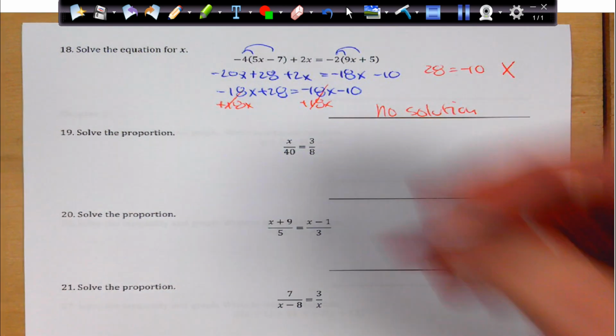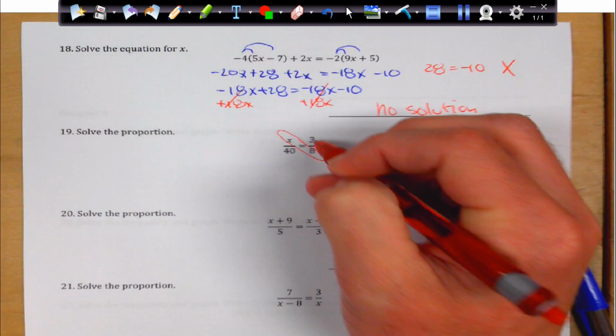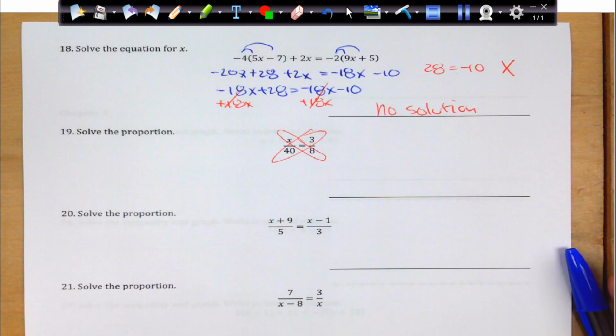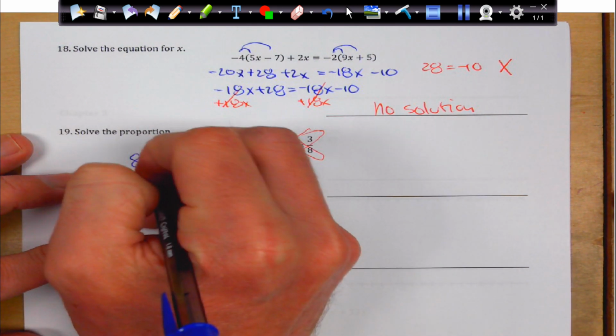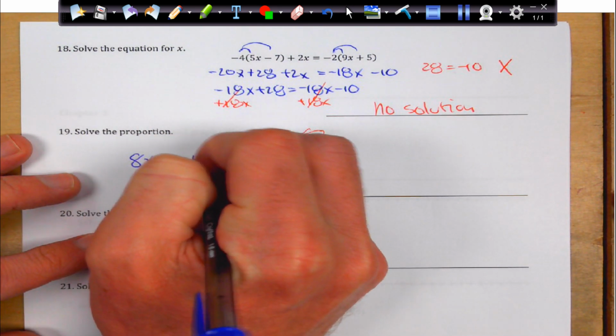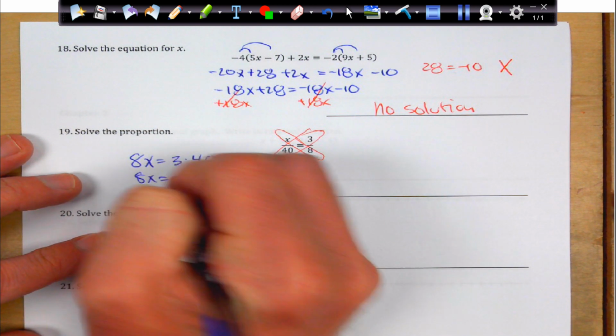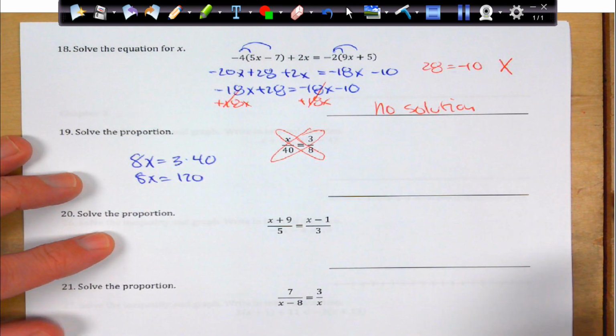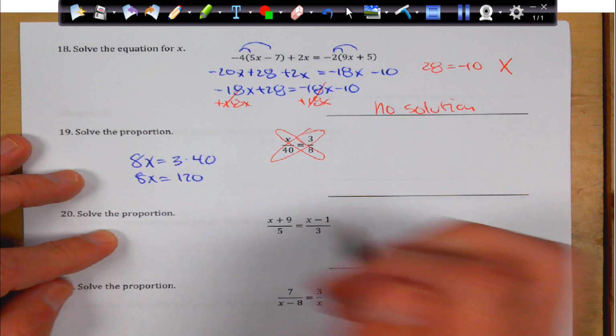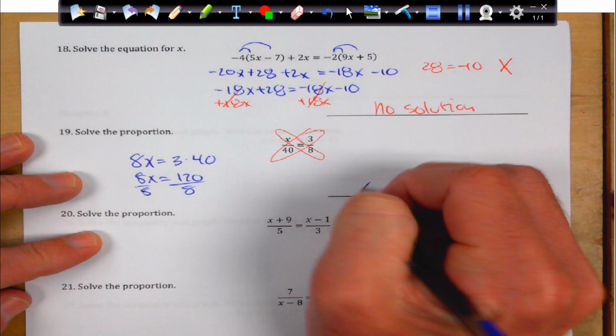All right, cross multiply. Some of you did this like cool little butterfly thing. But basically we get 8x equals 3 times 40, and so 8x equals 120. And 120 divided by 8 is x equals 15.